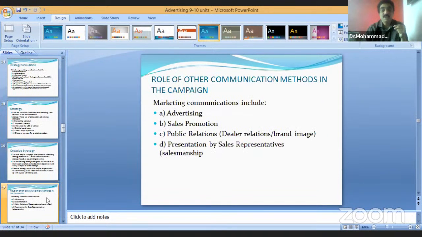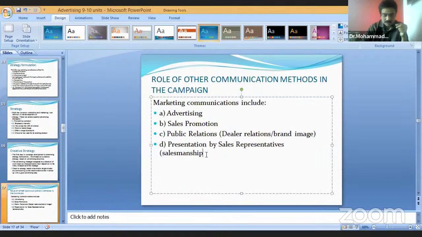Next, the role of other communication methods in a campaign. Communication includes advertising, sales promotion, and public relations. Public relations covers dealer relationships and brand image. Then there is presentation by sales representatives, salesmanship, the person who is reaching the potential customers.